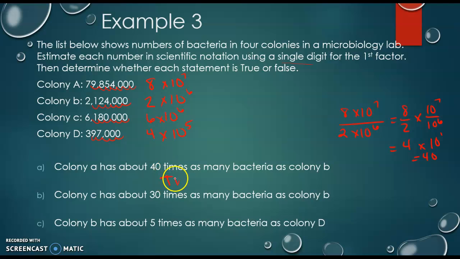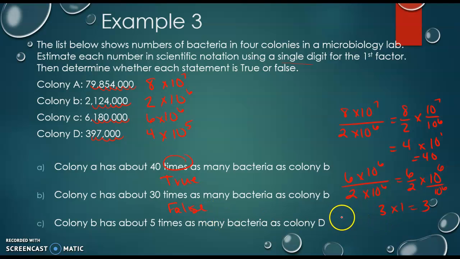So this is true. If you're like, but how did you know to divide? What is the opposite of times? Division. So I'm working it backwards. This says colony C has about 30 times as many bacteria as colony B, so we're going to try that one out. C is 6 times 10 to the 6th power. B is still 2 times 10 to the 6th. Split it out, we get 6 divided by 2 times 10 to the 6th divided by 10 to the 6th. So we end up with 3 times 1, which equals 3. So this is false. It's 3 times, not 30 times.